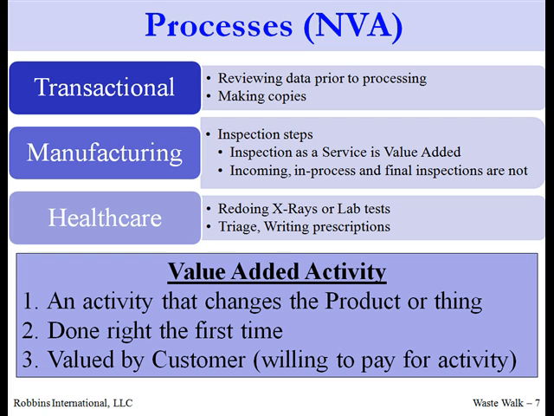P is for processes that are non-value added. There are a number of processes that we perform that do not add value for our customers. There are 3 important items that would make a process value added. The process needs to satisfy all 3, else it is considered non-value added. First, does it change the product or thing going through the process? Second, is it done right the first time? Third, is the customer willing to pay for it? The customer needs to value the process, else it is non-value added. Now look for steps within the process that are non-value added.